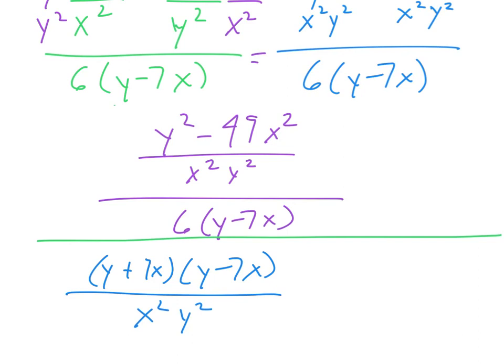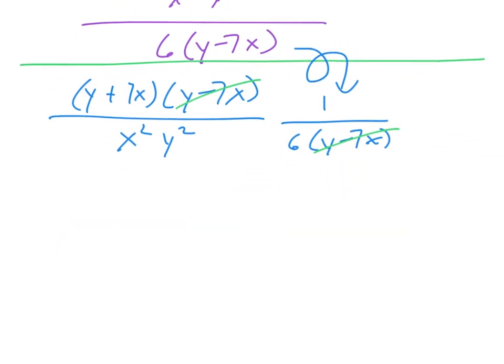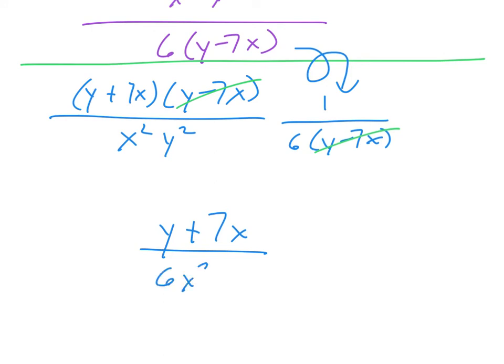And again, what I'm going to do is flip this over, multiply by its reciprocal. So it would end up being 1 over the 6 times the y minus 7x. So again, important to look at that because now the y minus 7x's cancel, and we wind up with y plus 7x over 6x squared y squared. And again, that's all we can do with that one.